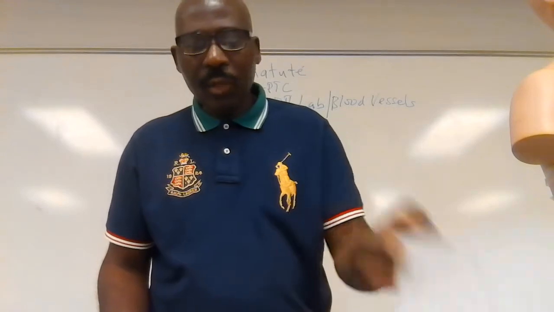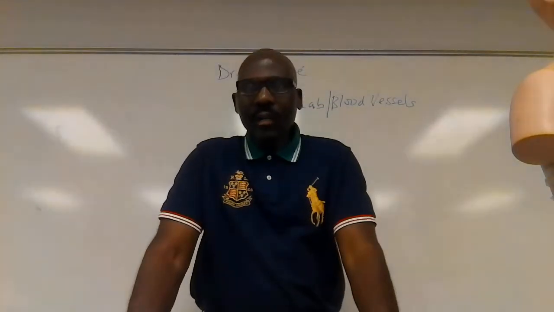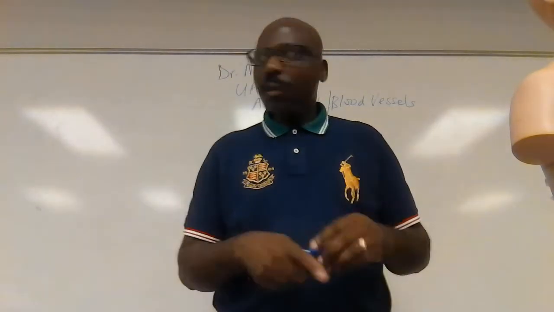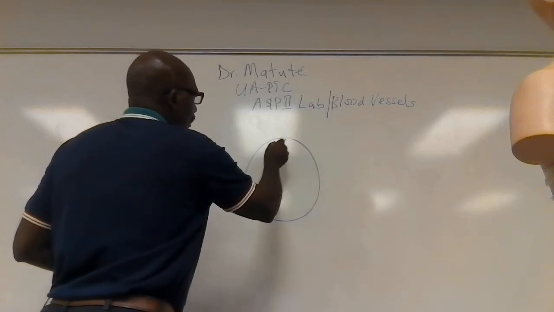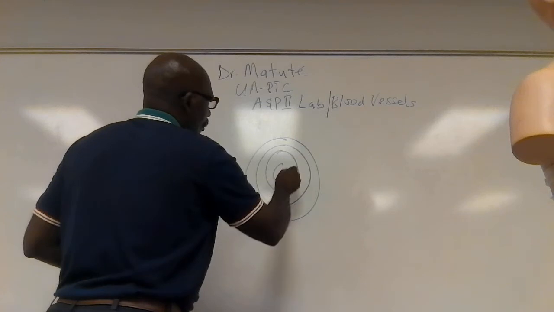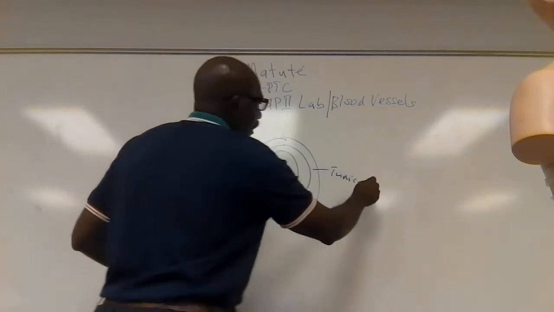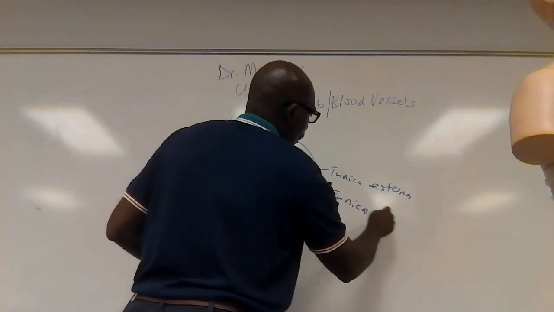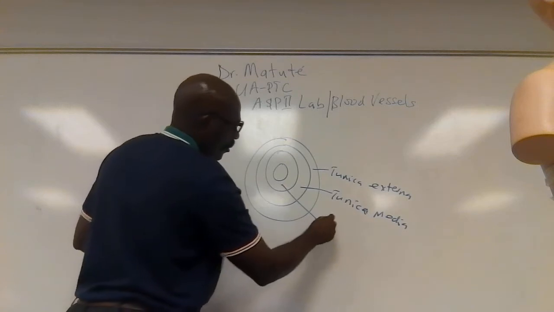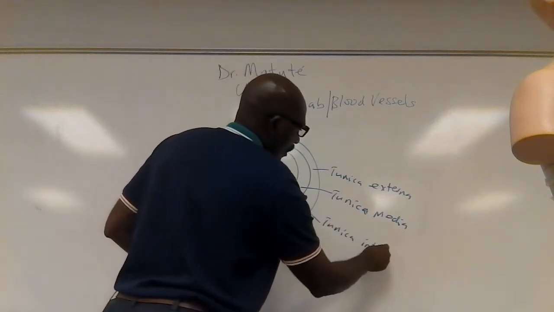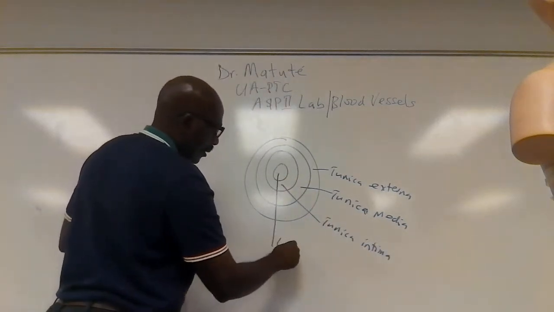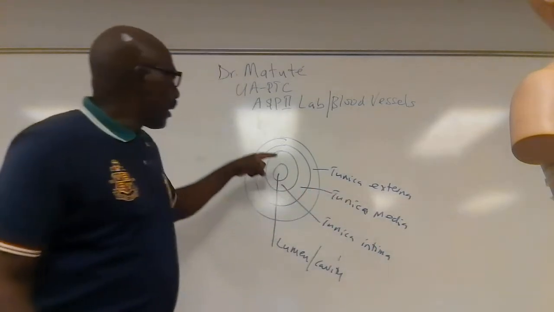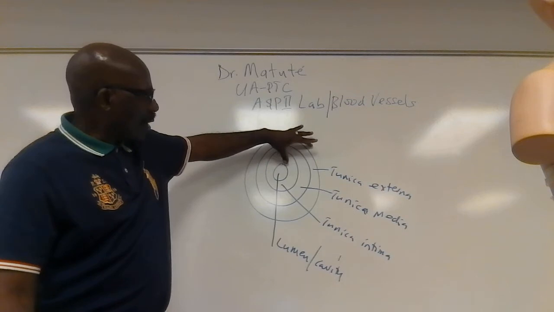So we will start very briefly today by looking at some major anatomical features of blood vessels. If you look at the structure of a blood vessel, we could have something like this: 1, 2, 3. This will be the tunica externa, tunica media, tunica intima, and the lumen or cavity.